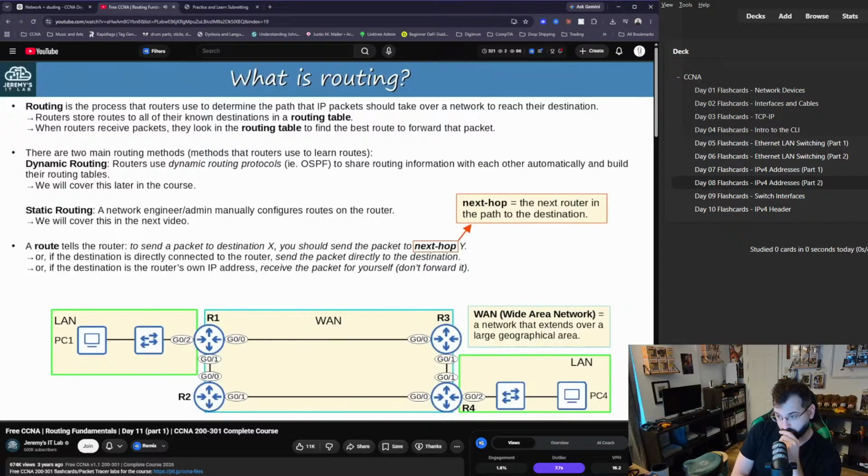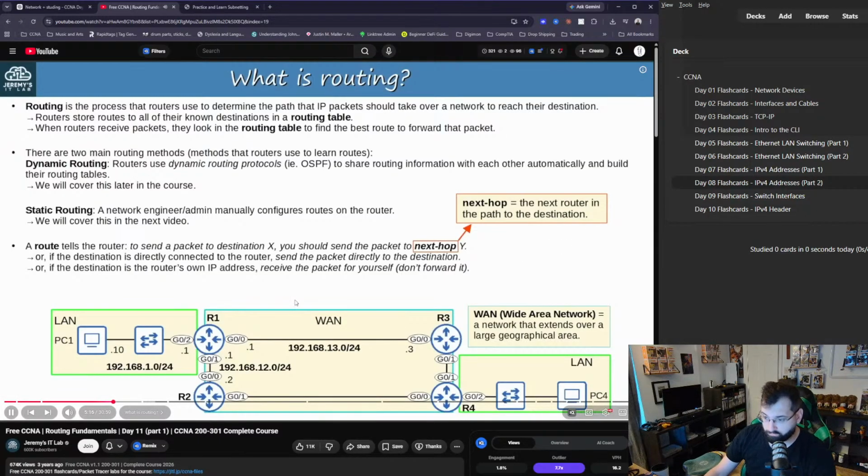Now let's look at the IP addresses each device will be using. For this LAN connected to R1, the network is 192.168.1.0/24, and R1's G0/2 interface IP is .1, and PC1's IP is .10. Then this WAN connection between R1 and R2 is 12.0/24. R1 G0/1's IP is .1, and R2 G0/0's IP is .2. This WAN connection between R1 and R3 is 13.0/24, with R1 G0/0.